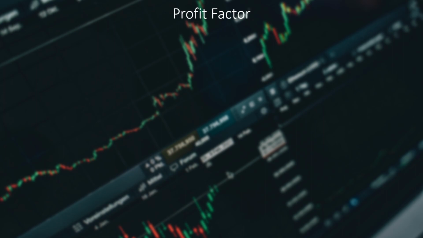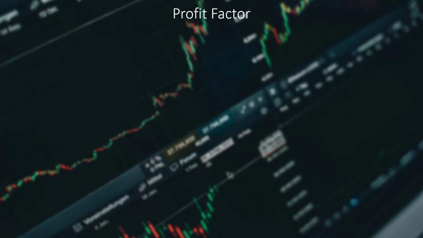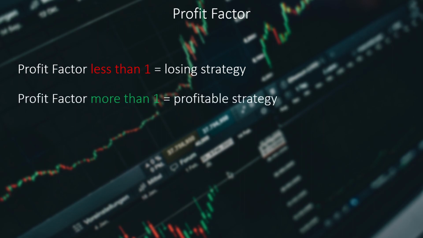Profit factor is basically the gross profit divided by the gross loss, and it is a commonly used metric to evaluate a strategy's performance. The higher the number, the better, because it tells you that the strategy generated more profit than losses. If the profit factor of the backtest is less than 1, it means it lost money. If it's above 1, it means it was profitable.